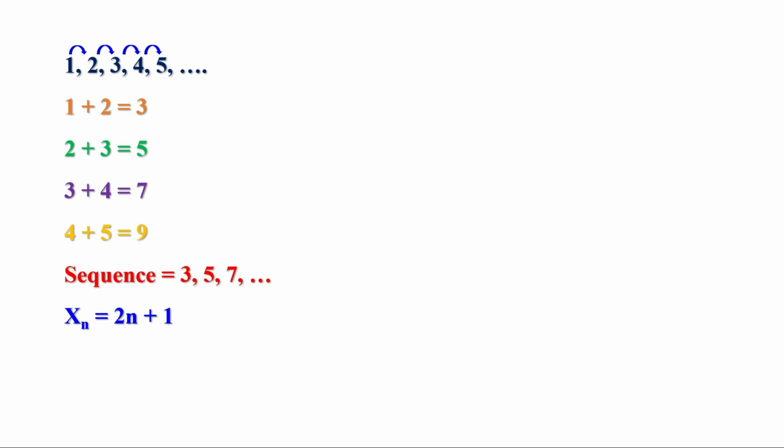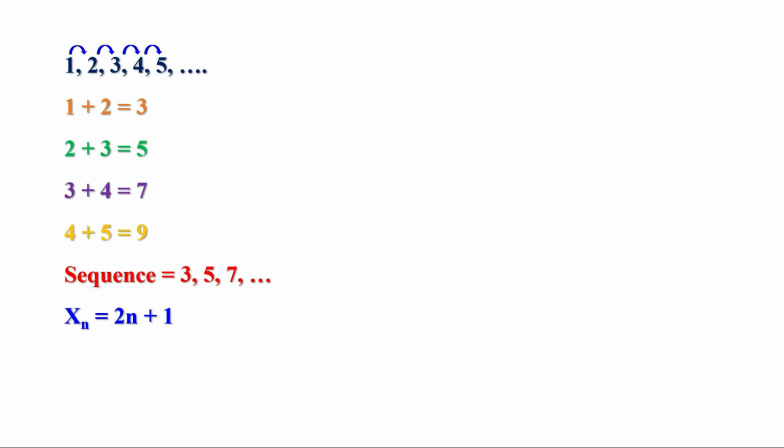What about the first part? For the first term, it is 2 or 2 into 1. For the second term, it is 4 or 2 into 2. In the third term, it is 6 or 2 into 3. And therefore, in the nth term, the first part is 2 into n or 2n. That is how we got the algebraic expression of this sequence as xn equal to 2n plus 1.